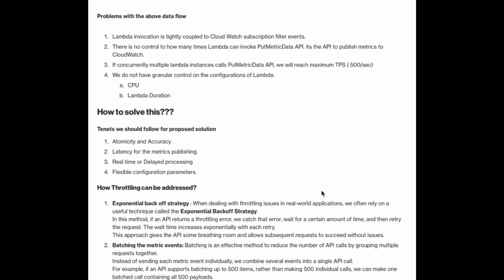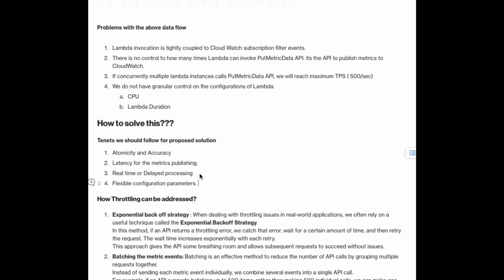And of course, accuracy. We need to ensure that accurate metrics are published. And we should also think about the latency. Do we want real-time publishing of those metrics? What is the expected latency for the processing of these metrics? All those things we need to think about before coming up with a solution. And also what kind of processing we need. Is it real-time processing or delayed processing? Based on these requirements, our solutions will also change.